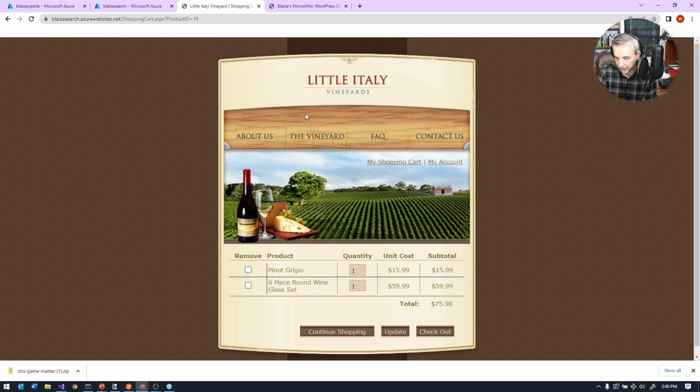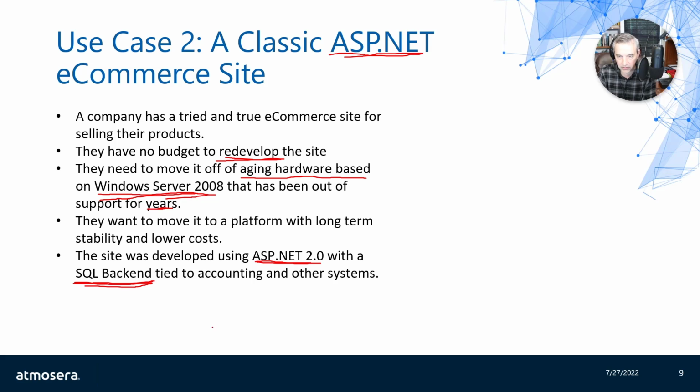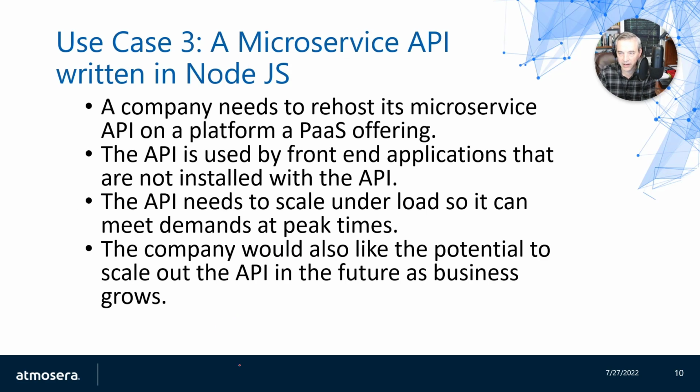So let's look at our third example, which is going to be something that you might use this for as well, and that is a microservice API written in Node.js. So again, something completely different from what we've seen so far. So far, we've just seen apps that run on a platform, which is Azure App Services, that are more app-centric, more monolithic in their architecture. But this is a microservice API written in Node.js.